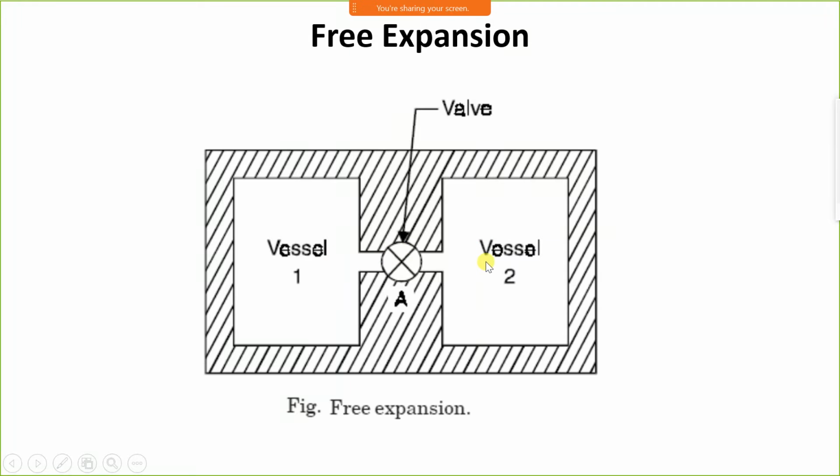And between the two vessels, a wall A is placed. Suppose the wall is opened. What will happen? The gas from vessel 1 will transfer to vessel 2. Means expansion of this gas takes place. Initially, here the gas is at a particular pressure, at a high pressure. When this wall is opened, this gas will transfer to vessel 2 since there is a vacuum, and the property of vacuum is to attract things.